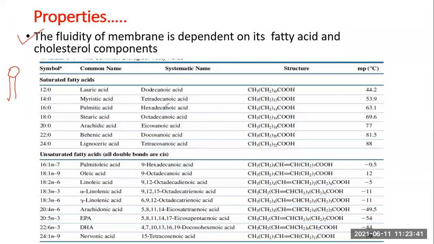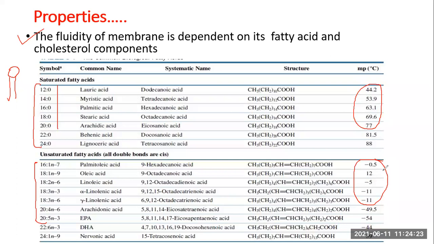Okay, and I showed you this table earlier also. So these are all saturated fatty acids of different chain length, 12 carbon to 24 carbon. And I told you 12 carbon to 20 carbon is the most common. And you see the melting point, right? And on the lower side, you see the unsaturated, monounsaturated and polyunsaturated fatty acids. Again, 16 to 20 carbon is more common. So this is monounsaturated, this is monounsaturated, but then linoleic, linolenic, arachidonic, these are all polyunsaturated fatty acids. You see the melting points.